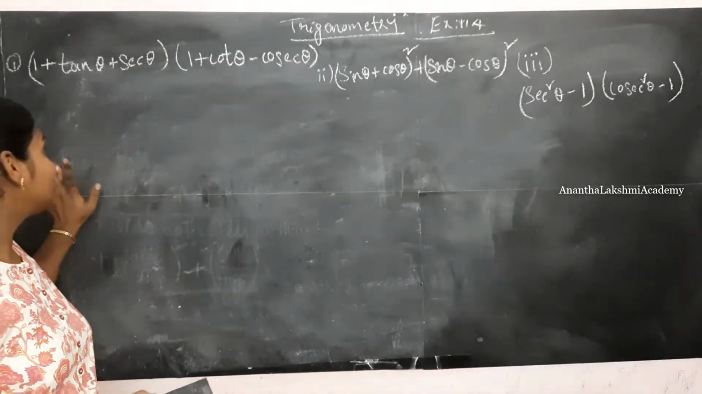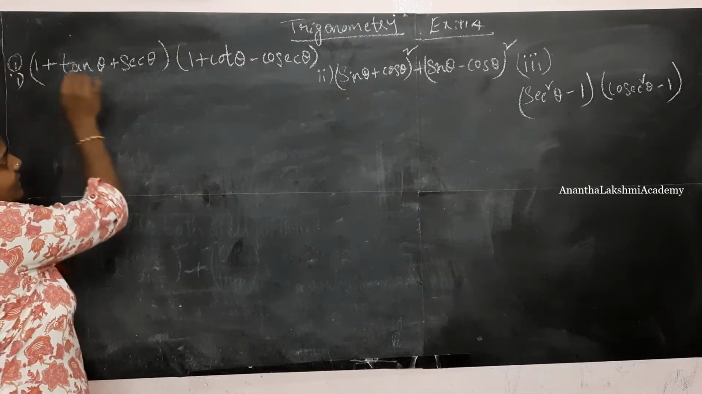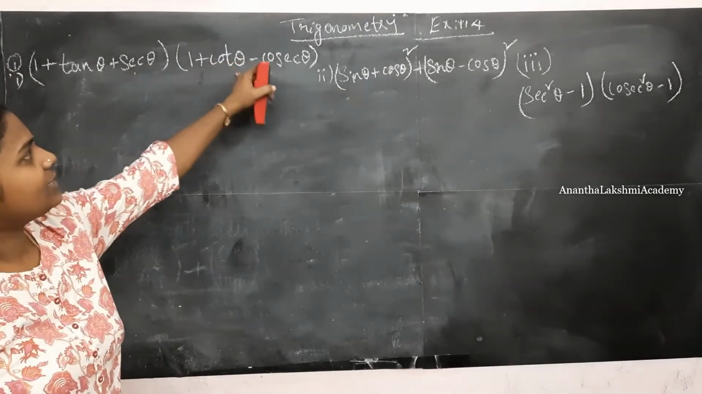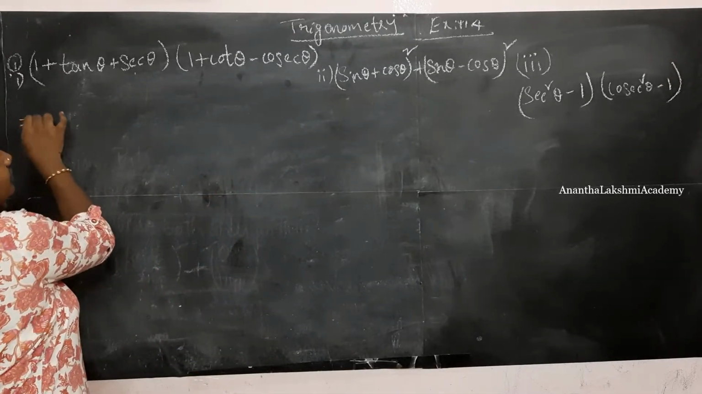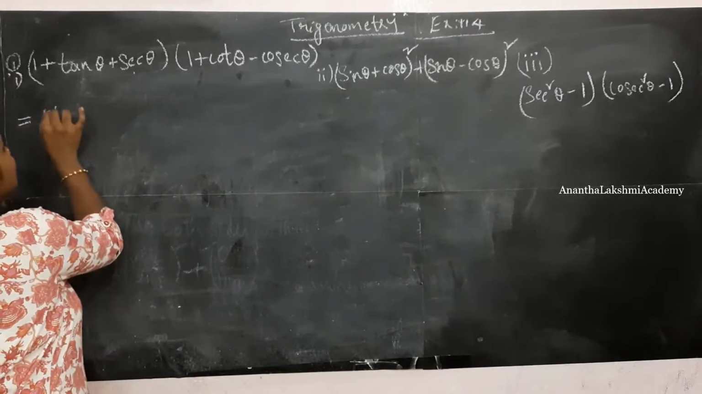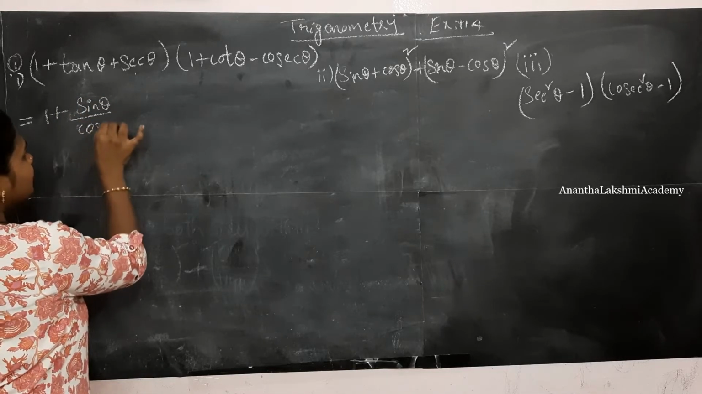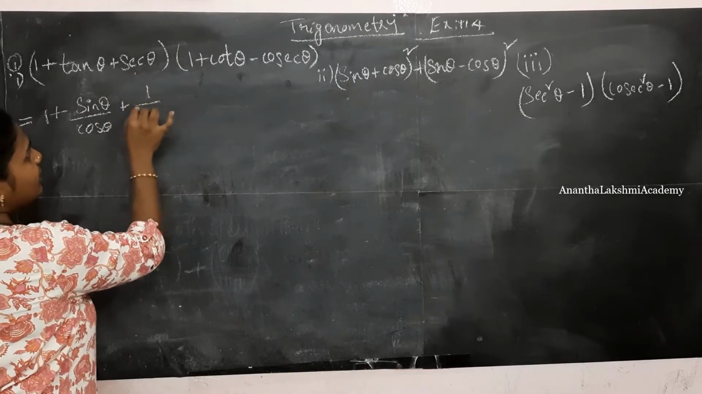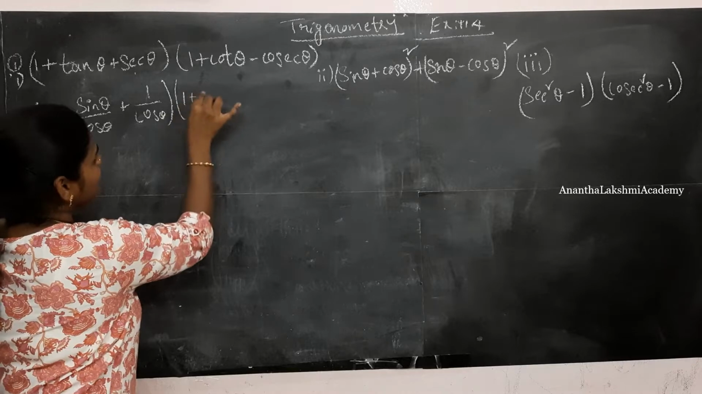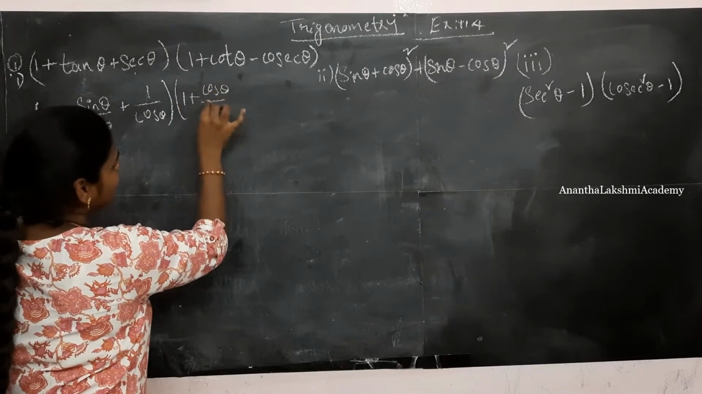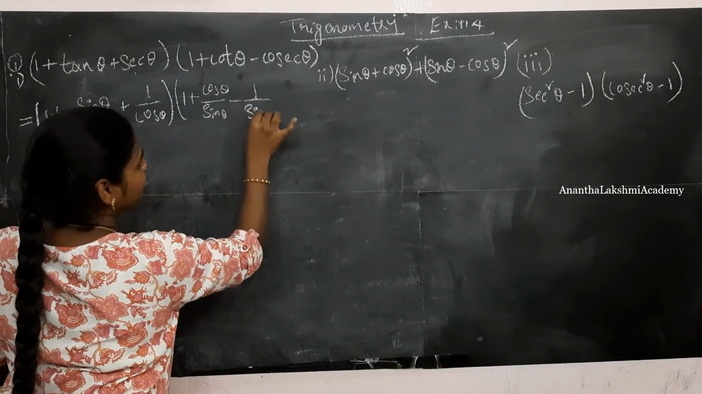Let's solve the first bit in the first problem. Here it is given as (1 plus tan theta plus secant theta) multiplied with (1 plus cot theta minus cosecant theta). Let me substitute the values as is, like 1 plus sine theta by cos theta, since tan theta is sine theta by cos theta, and secant theta is 1 by cos theta. Close the bracket. Cot is cos by sine, right? Cos theta by sine theta minus cosecant, which is 1 by sine theta.